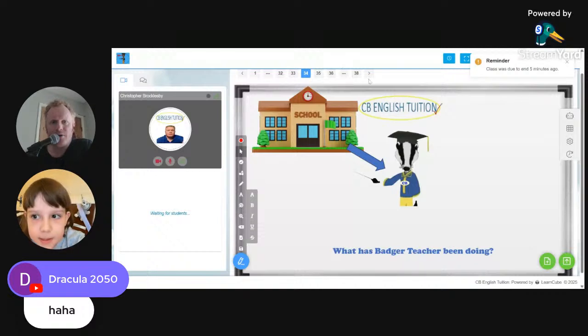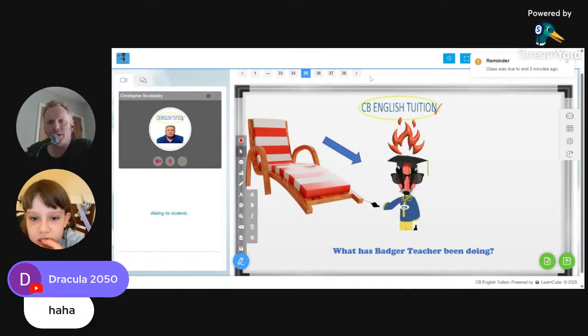Okay, let's turn the page. What has Badger been doing now, Varvara? Lying on the sun, which ended very bad. Lying what? Lying on the sun. Yes. We actually say in the sun. What is that thing that he was lying on? Do you know what it's called? Kind of. Where do you go when you want to sleep? Bed. Yeah, it's a sunbed.